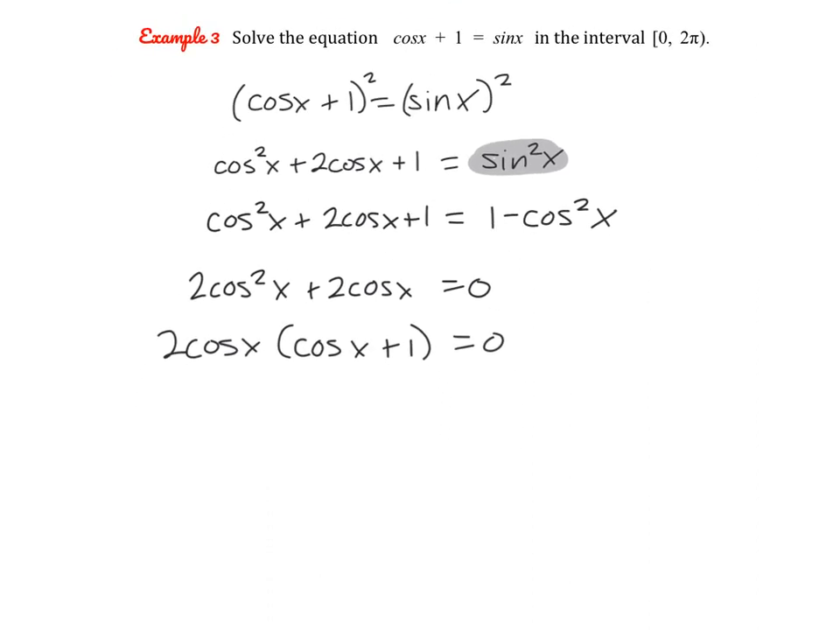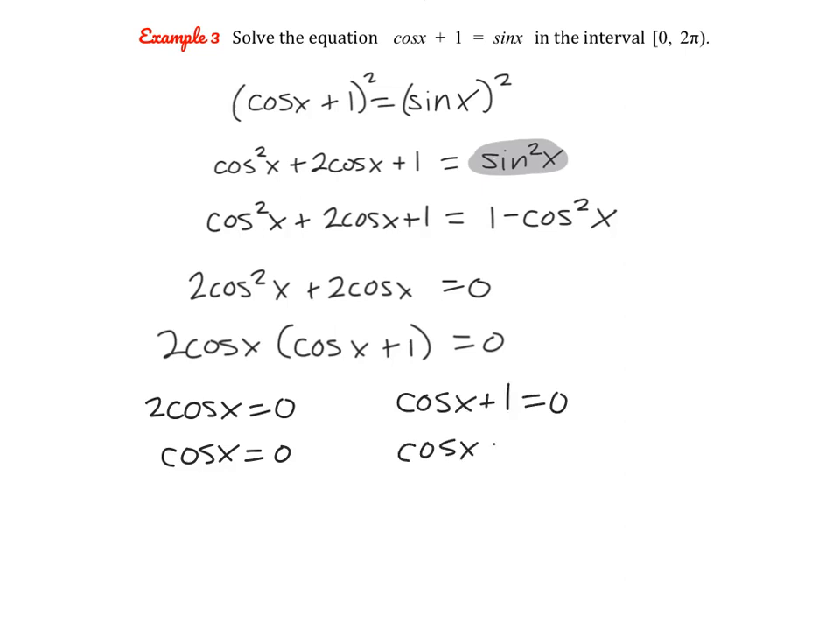So from here, we can do our zero product property. We could say 2 cosine of x equals 0, which is just cosine of x equals 0. Cosine of x plus 1 equals 0, so the cosine of x equals -1. And now it's time to use our inverse functions.